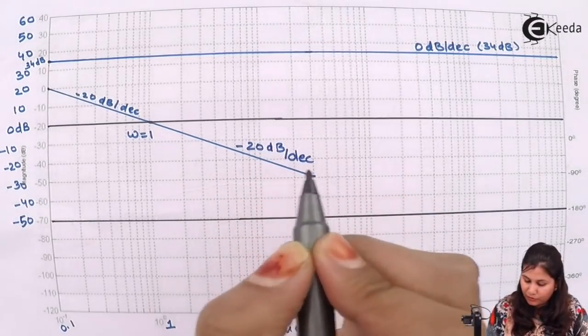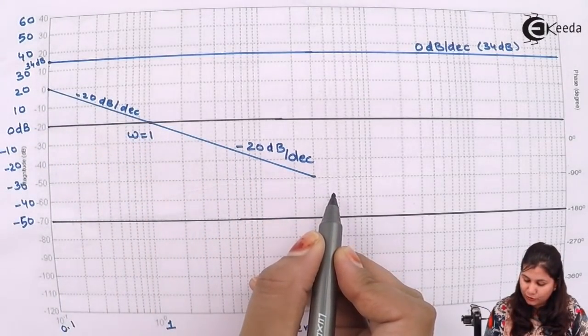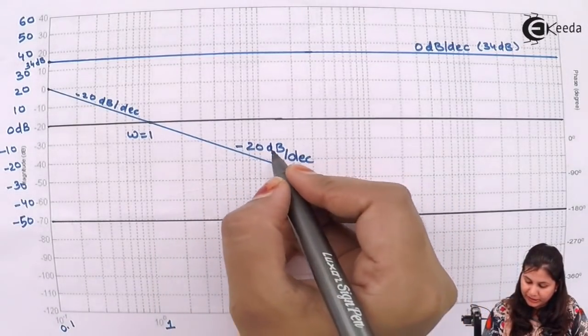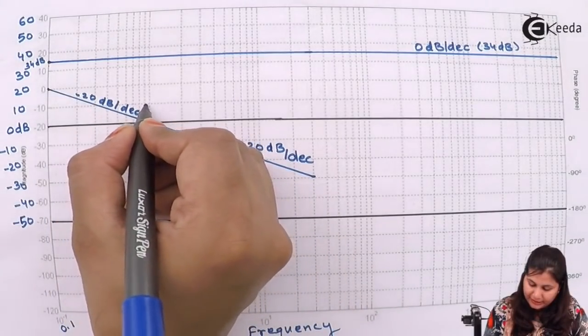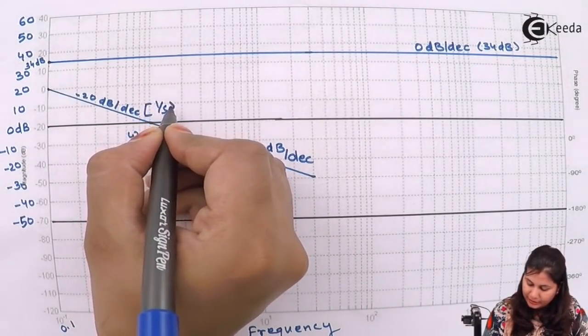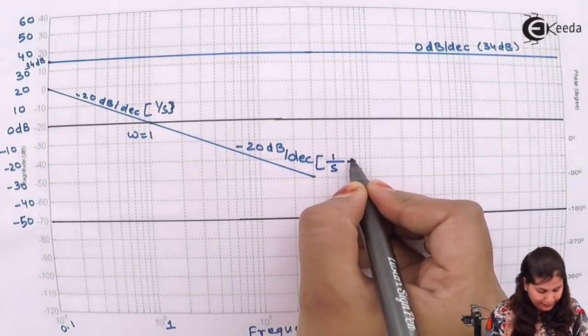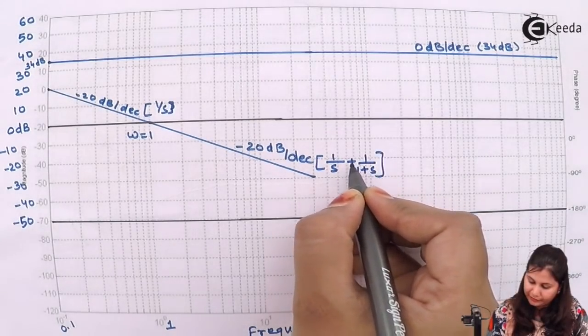Due to this term, this line is also passing through omega equals to 1 and this line is also going to pass from minus 20. So this straight line is representing both these factors. This was due to 1 by s and this is due to 1 upon 1 plus s. It is due to both these factors.